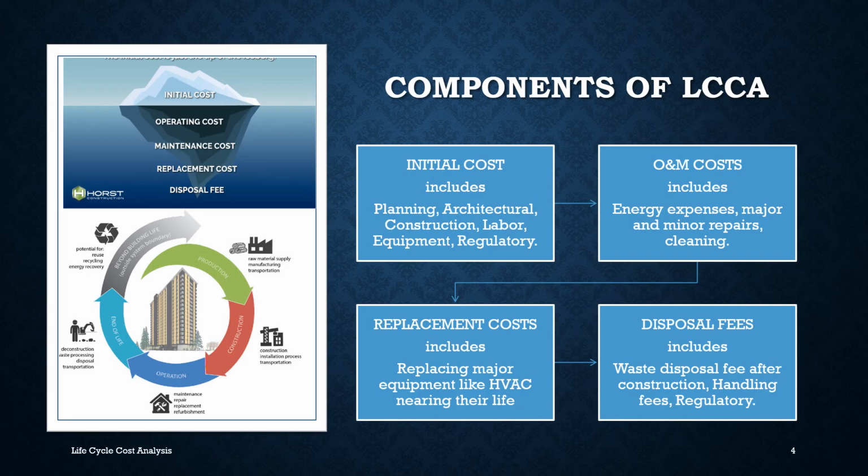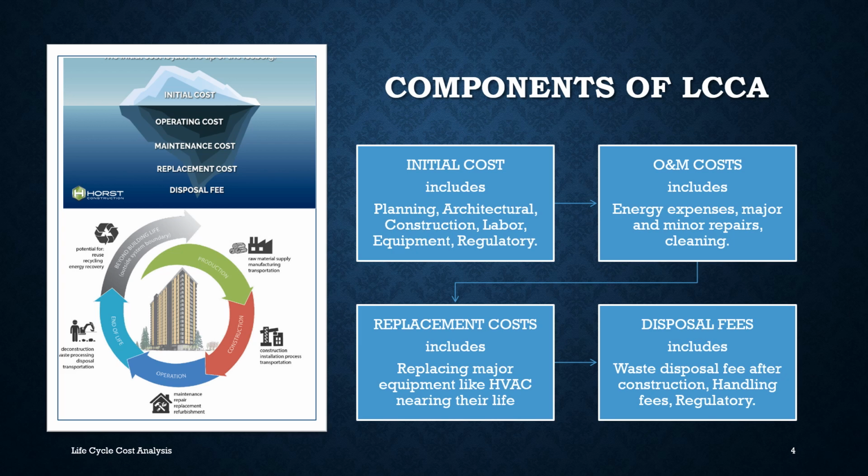Well, LCCA consists of the initial cost, which is the total cost of planning, designing, constructing an asset. In short, it comprises the direct and indirect costs of construction. Then come the operation and maintenance costs. These are the costs of utilities, the routine maintenance cost, non-routine maintenance cost, and the custodial services like cleaning.